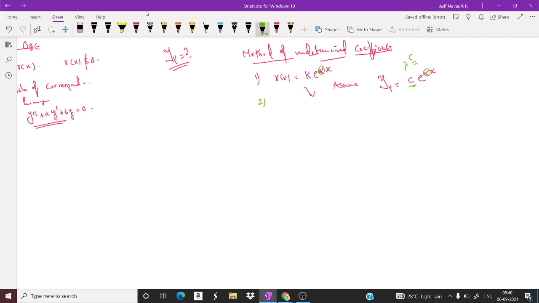Second, if R of x is k1 cos omega x or k1 sin omega x, or even a combination of both, k1 cos omega x plus k2 sin omega x, we will assume yp is of the form k cos omega x plus m sin omega x. Remember, this is the same omega. We substitute this and find the answer.